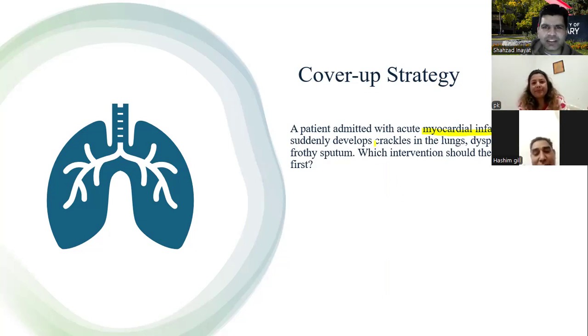So the other thing is crackles in the lungs, dyspnea, and pink frothy sputum. And the other keyword is intervention: which intervention should the nurse perform first? Exactly, first is the most important. So you need to remember what the priority action is, which intervention you need to do first.